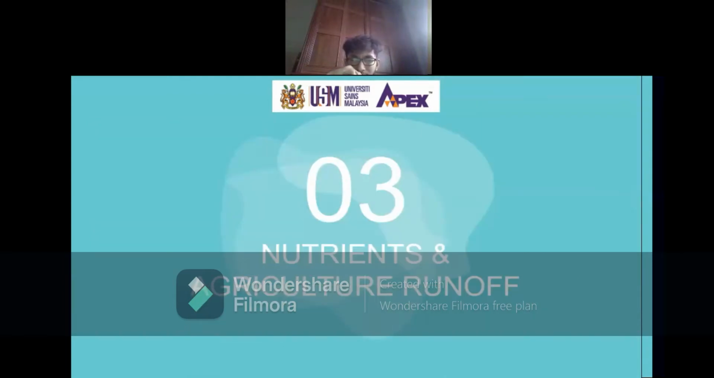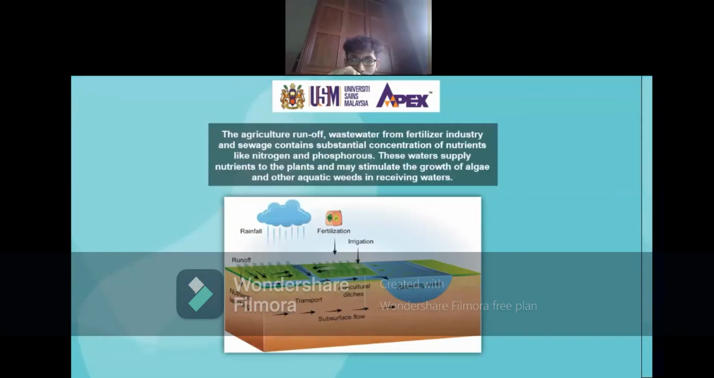The next classification of water pollution is nutrient and agriculture runoff. As we know, nutrient and agriculture runoff is a key source of water pollution, especially for groundwater, due to an excess of nutrients that can upset the delicate balance of water-based ecosystems. Basically, what happens is that agriculture runoff, wastewater from the fertilizer industry and sewage contain substantial concentrations of nutrients like nitrogen and phosphorus.